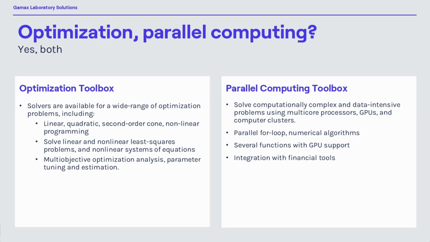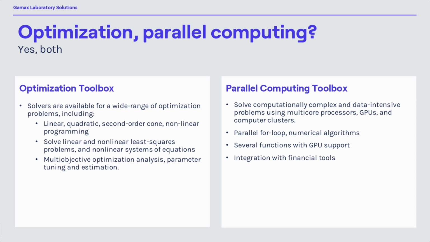Finally, there are two more toolboxes which are, I think, very important: the optimization and parallel computing toolboxes. The optimization toolbox contains several solvers for a wide range of optimization problems, such as linear, quadratic, or nonlinear programming problems. It also offers a tool for multi-objective optimization analysis when there are many parameters and we have to tweak those parameters to reach the best result.